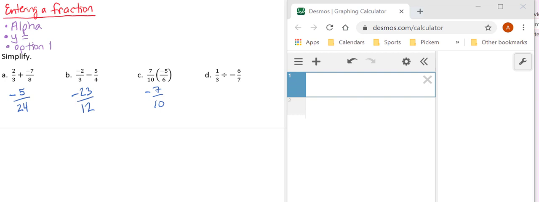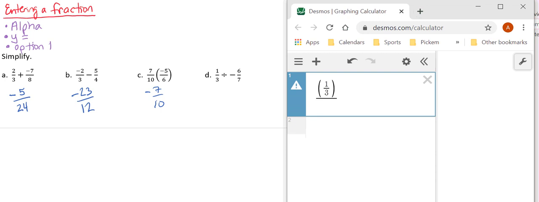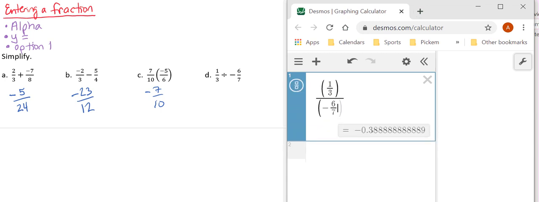-7/12. Now let's do a division problem. Let's do our last problem. So here we'll enter in a 1/3, and then we will divide that. And it's okay that Desmos is doing this and making it a bigger fraction and not using a division symbol. Fractions are really just division problems. So then on the bottom, we'll put our parentheses, and then a -6/7.